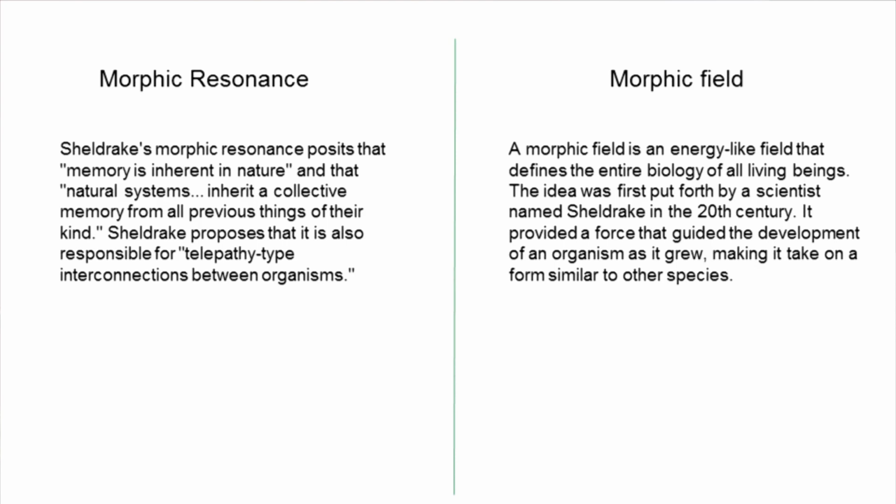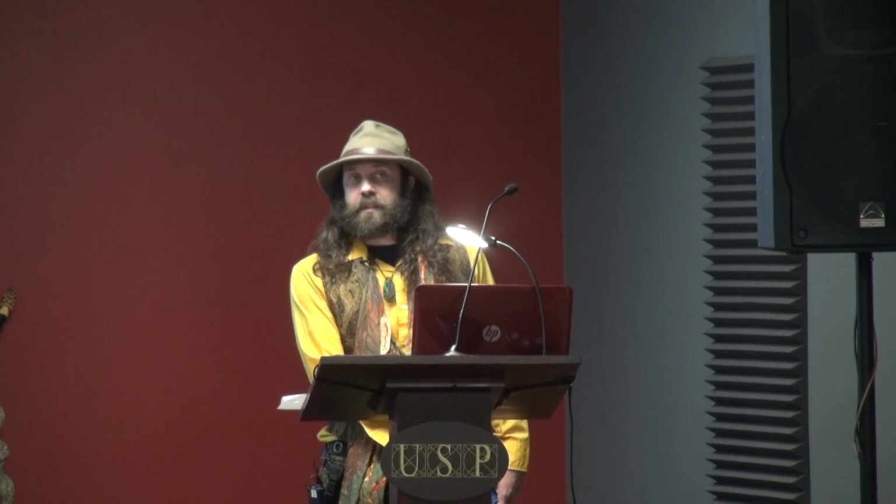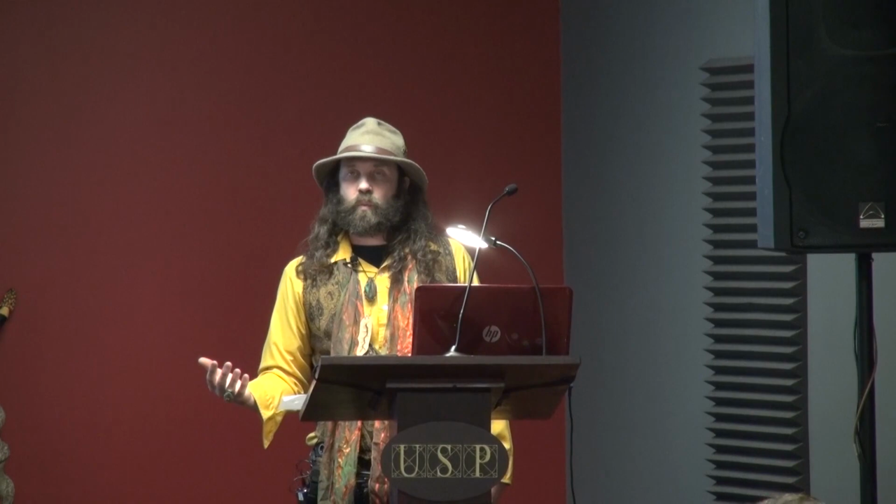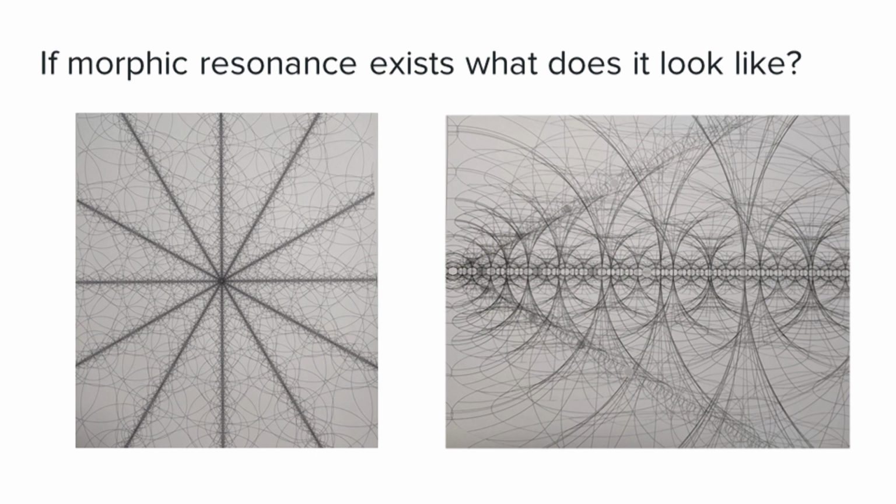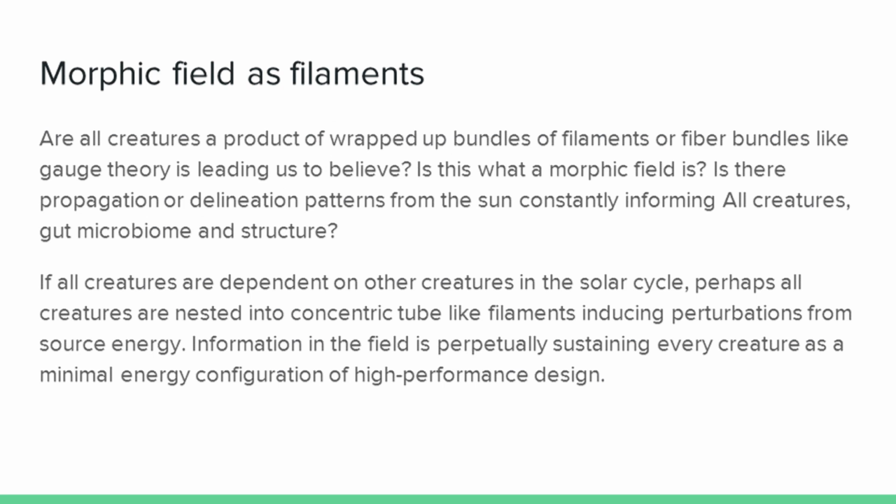And we see morphology in all of design, and it's basically mimicry on all scales. There's a mirroring that Russell puts forth as well, talking about how speciation is mirroring on all scales. If morphic resonance exists, what does it look like? Morphic field as filaments. Are all creatures a product of wrapped up bundles of filaments or fiber bundles, like gauge theory is leading us to believe? Is this what the morphic field is?